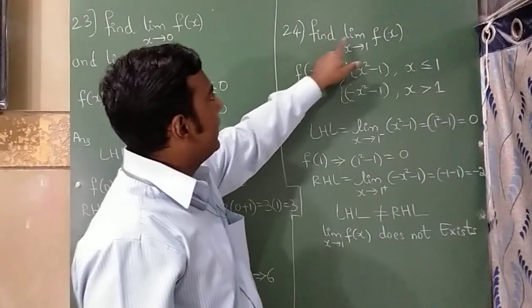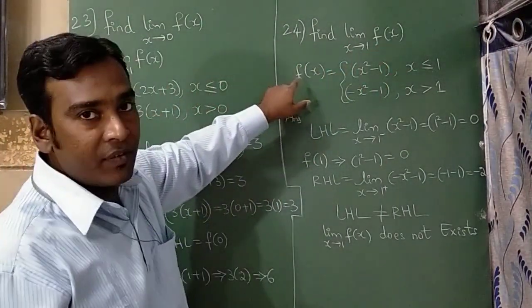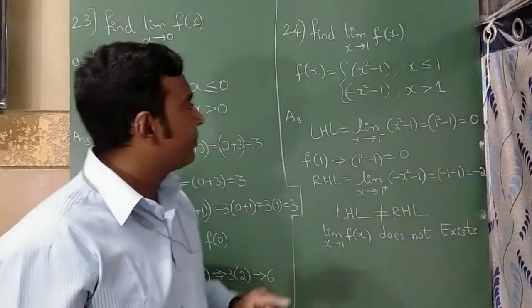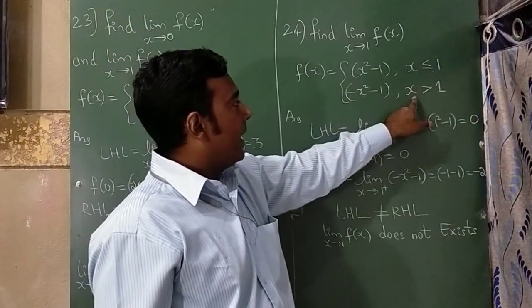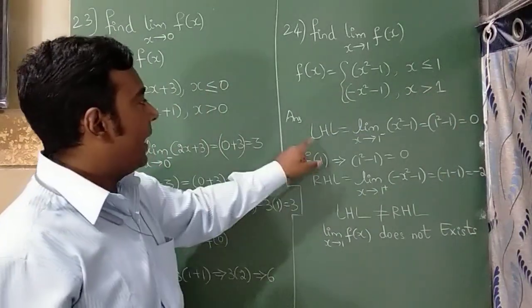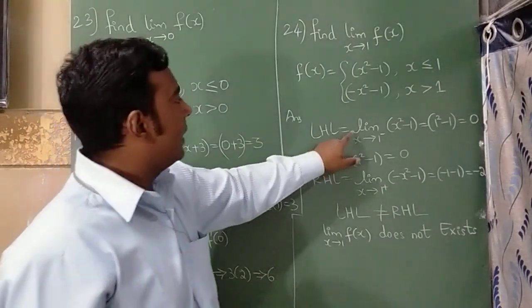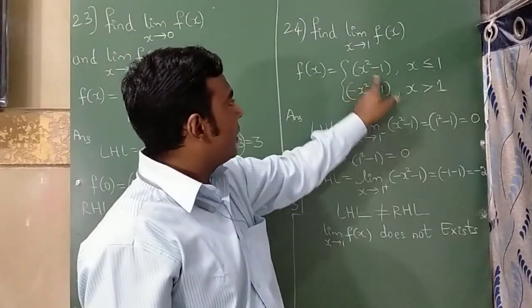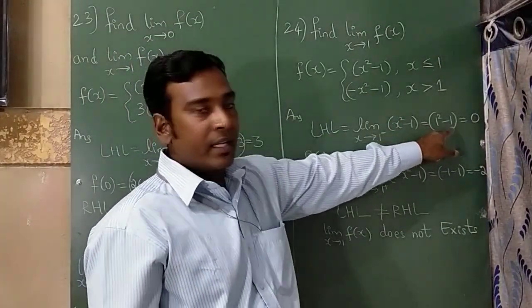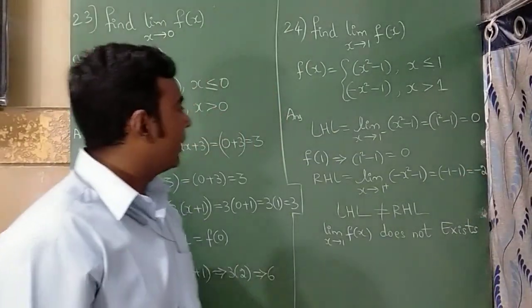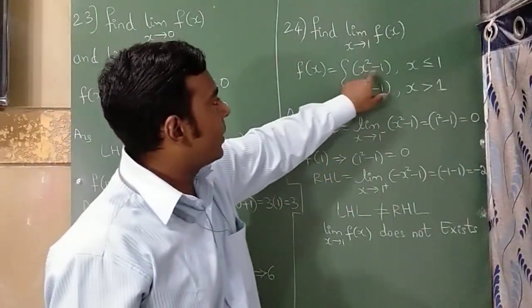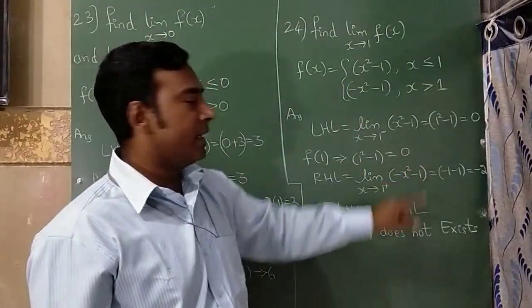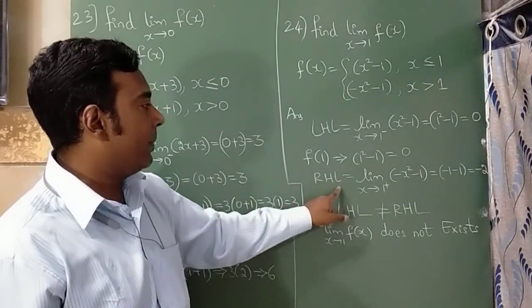24th question. Find limit x tends to 1 f of x. They have given f of x is equal to x square minus 1, x is less than or equal to 1, minus x square minus 1, x is greater than 1. Now LHL, left hand limit. Limit x tends to 1 minus, because it is on the left hand side. So x square minus 1. 1 square minus 1, 1 minus 1 is 0. F of 1: I have taken this one, because there is an equal to sign here. So 1 square minus 1, again it is 0.